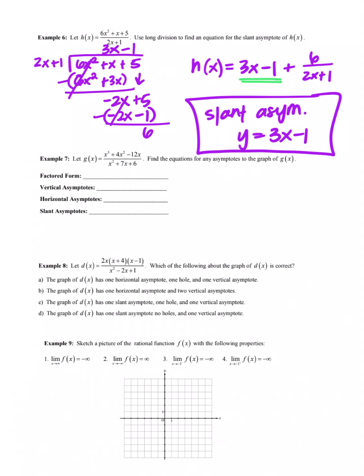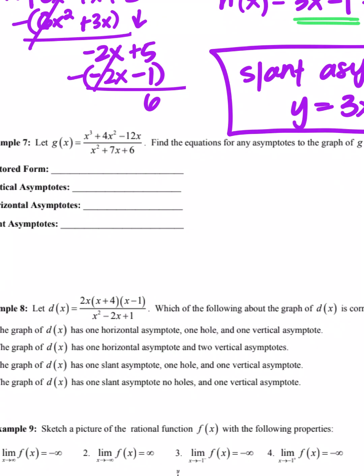All right, let's see another example of this. Example 7, we have our rational function, top heavy, cubic on top, quadratic on the bottom. So we know there's going to be a slant asymptote. Let's work on our factored forms of everything.